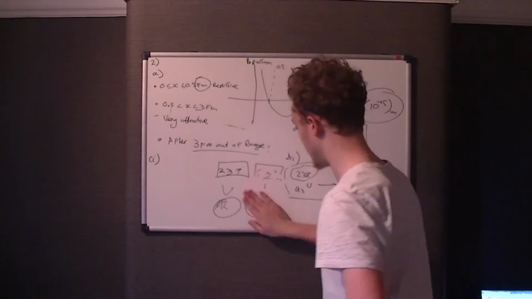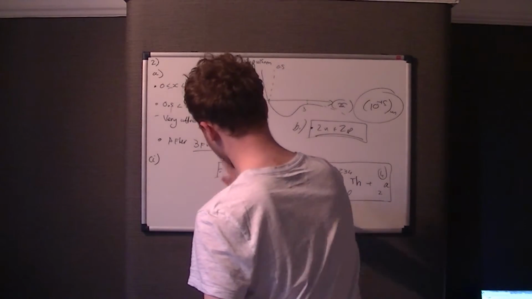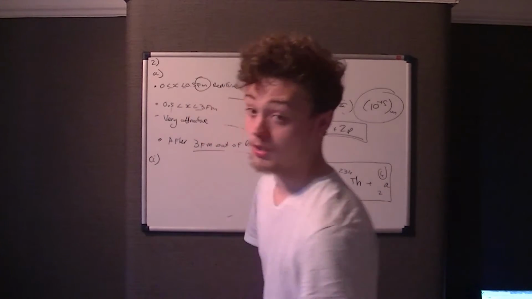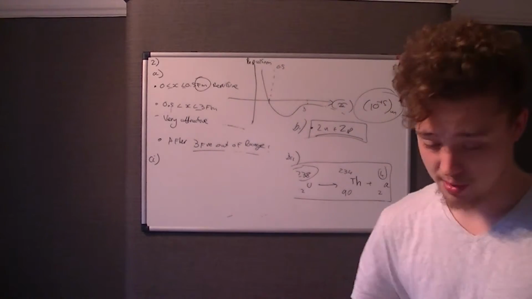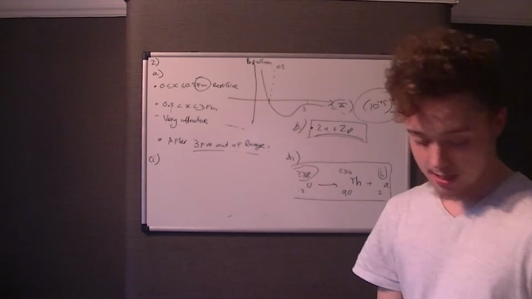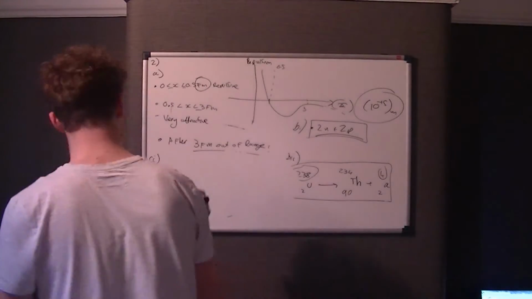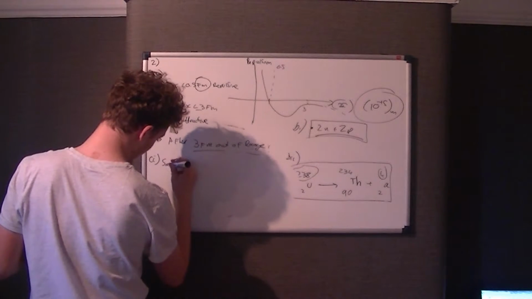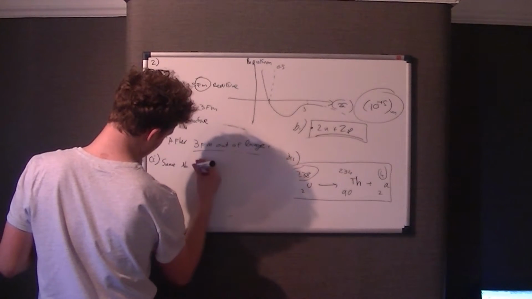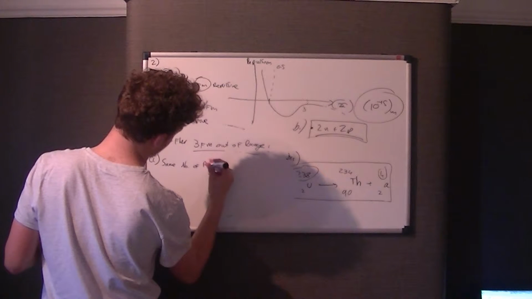Hopefully that makes a little bit of sense, but if it doesn't really matter, all you need to say is that an isotope is an atom with the same number of protons but a different number of neutrons.